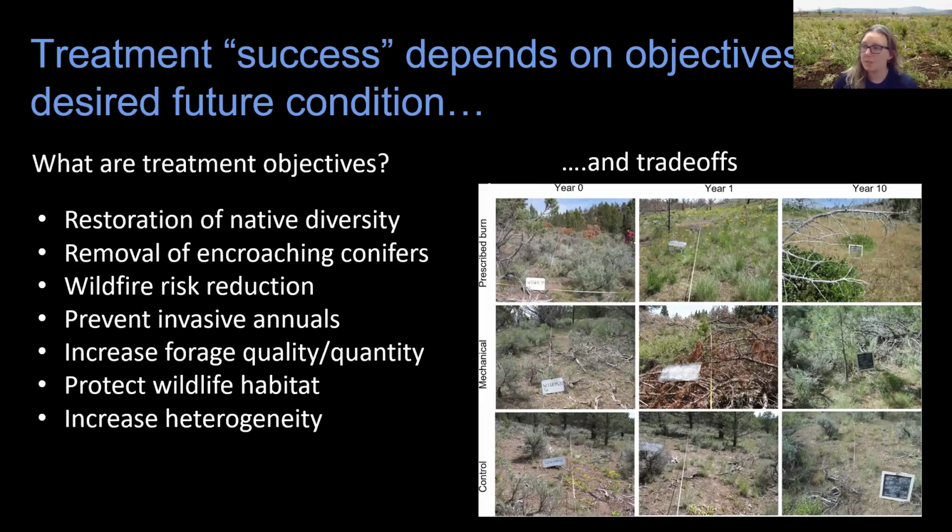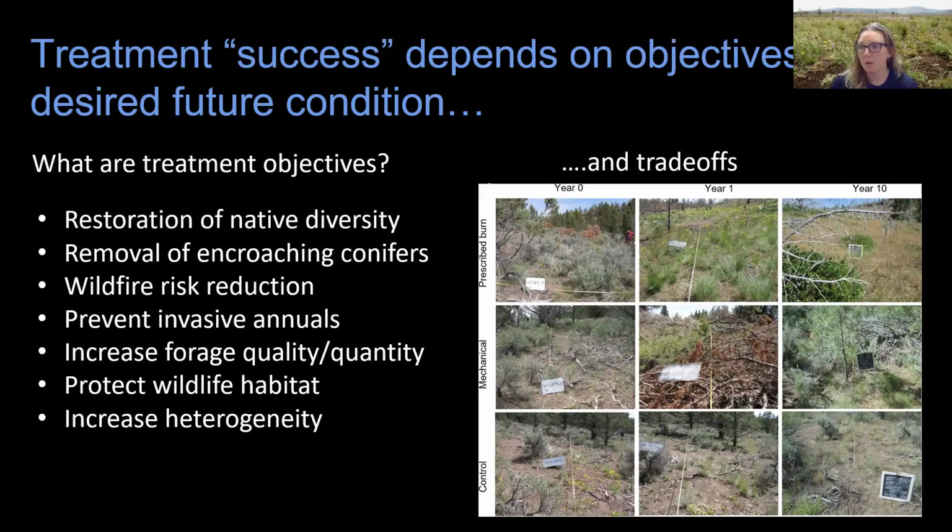For example, these are some photo series from some restoration plots at year 0 pre-treatment, year 1 just after treatment, and then 10 years later. The top third is prescribed burn, the middle third is mechanical treatment, and the bottom is untreated control. What I want you to see is in the prescribed burn, in year 1, we lost all of the sagebrush. We have pretty good native recovery right after the fire, but if you look out to year 10, there's quite a lot of invasive annuals there. So while restoring the herbaceous understory initially may have met some of those goals, longer term, it actually didn't look great.